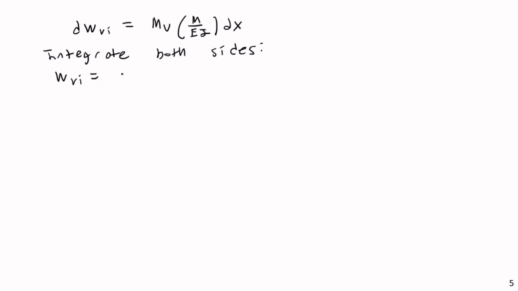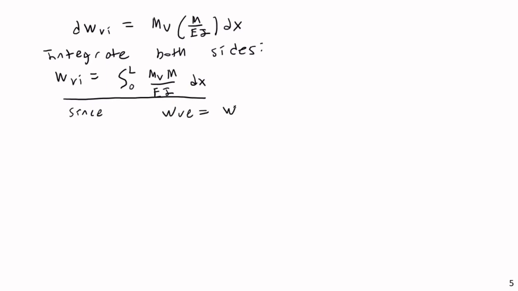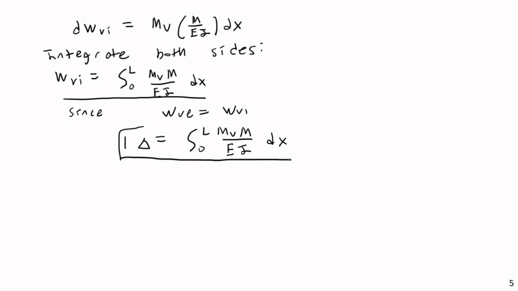So the virtual internal work is going to be equal to the integral from 0 to L of mv times M over EI dx. And that's our virtual internal work. Then combining these two together, since we know that the virtual external work is equal to the virtual internal work, we can just say that 1 times delta is equal to the integral from 0 to L of mv M over EI dx. And this is something we can actually use.